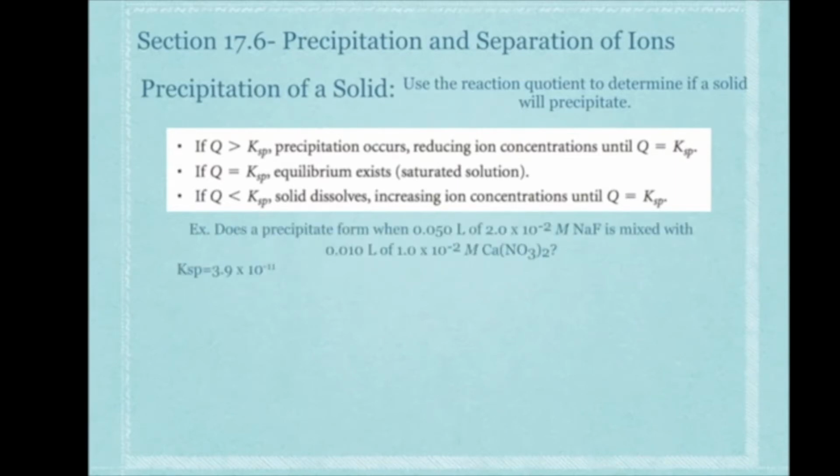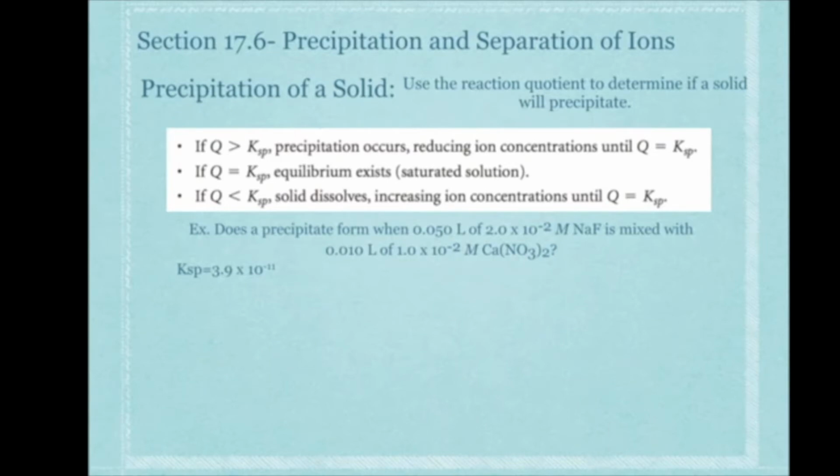So let's look at an example here. It asks you if a precipitate forms if you have a specific amount of sodium fluoride and a specific amount of calcium nitrate mixed together. Your first task is to identify what ionic solid could precipitate out. Now keep in mind any compound with a group 1 metal like sodium or any compound with nitrate are not going to form solids. They're always soluble. So the only two ions that could form a precipitate would be calcium and fluoride.